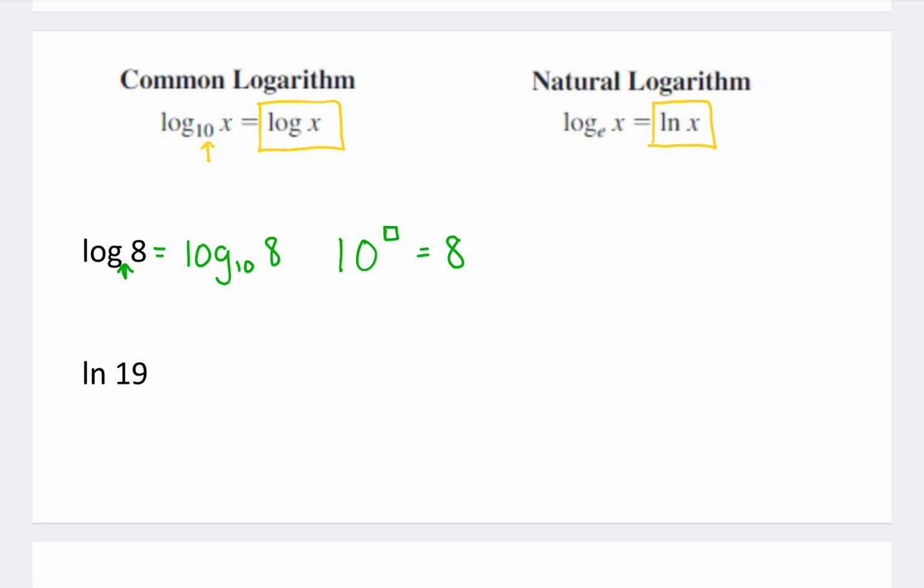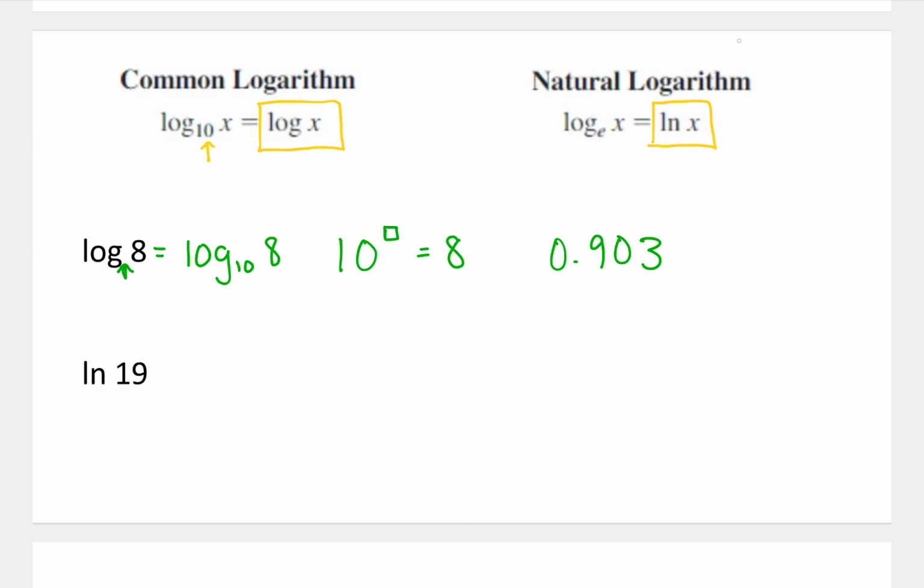Luckily, there is a log button on your calculator. So for the common log, you can just type in log 8 on your calculator to get an answer of about 0.903. We'll do 3 decimals on these.